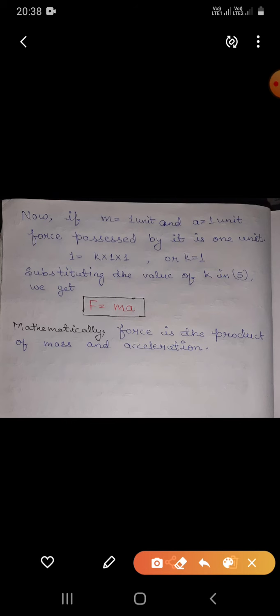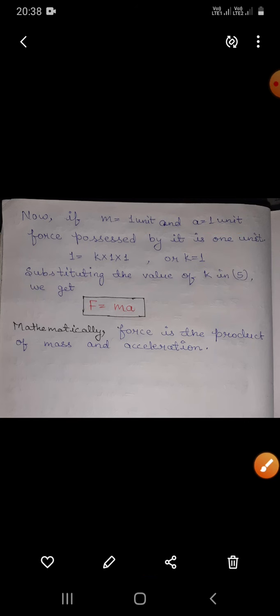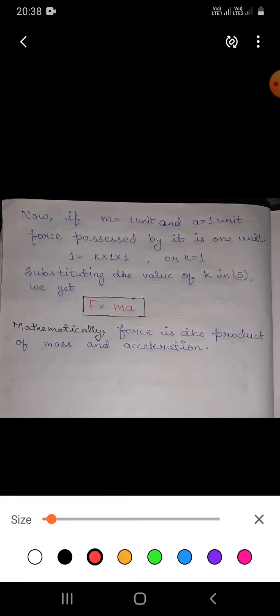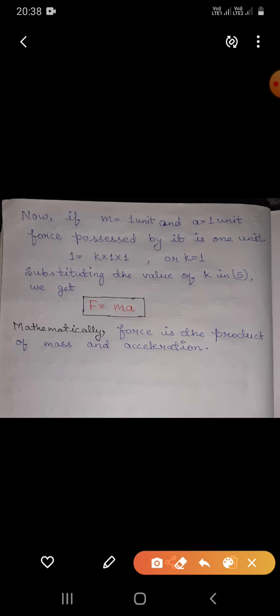Now if we take the mass of the body as 1 unit and acceleration as 1 unit, then the force is 1 unit. So here k is equal to 1. Now substituting the value of k equal to 1 in equation 5, we get F is equal to mass into acceleration.